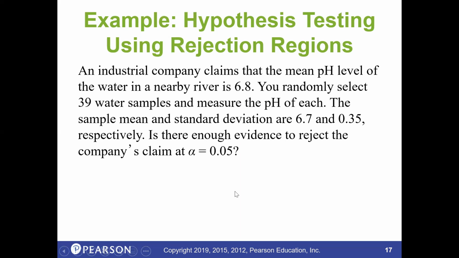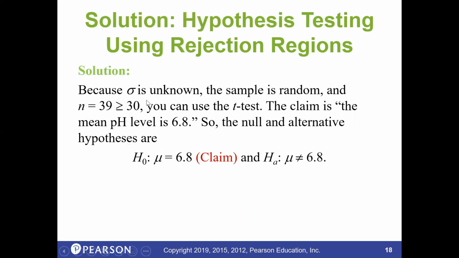So H naught and H_A, what are the claims here? The claim is that the average pH level is 6.8. That's the claim. That means the alternative hypothesis would be that it's not 6.8. As soon as you see that, you know you're in a two-tailed test. Okay, so you guys talk to me here. Let's see. We have 39 samples. Degrees of freedom would be 38, sorry.